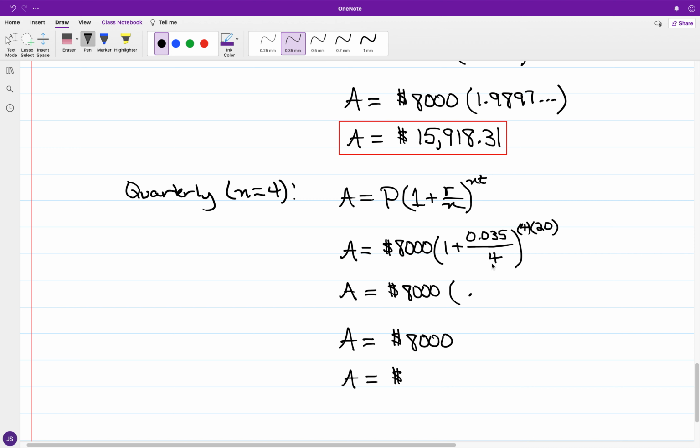Now with 0.035 over 4 added to 1, the sum is going to be smaller. So you have 1.00875. But now your exponent is going to be larger. We have not the 20th degree, but the 80th. And for this sum to the 80th power, this number is now going to be just slightly over 2. For the future value here, we're looking at around $16,061.05.